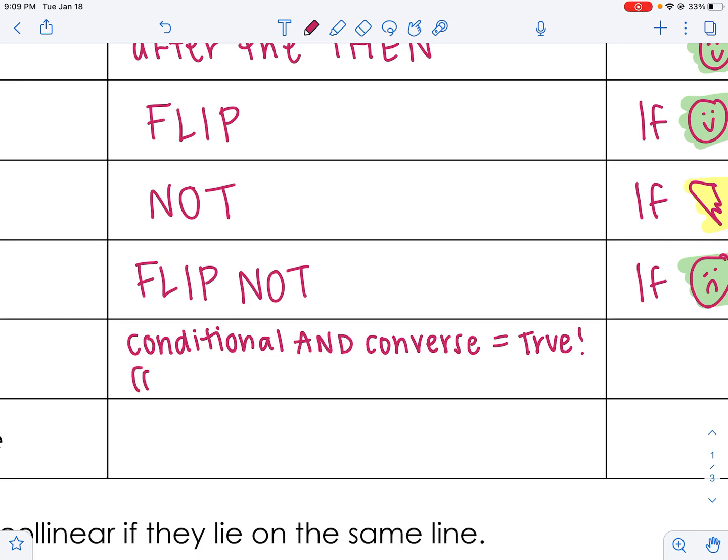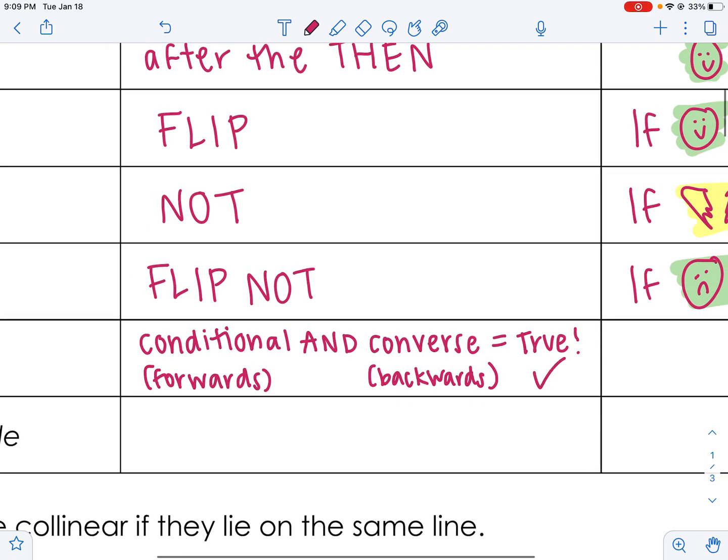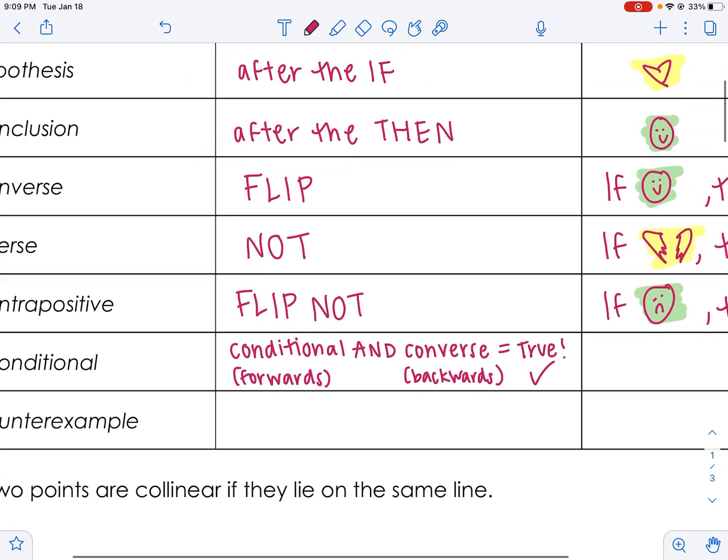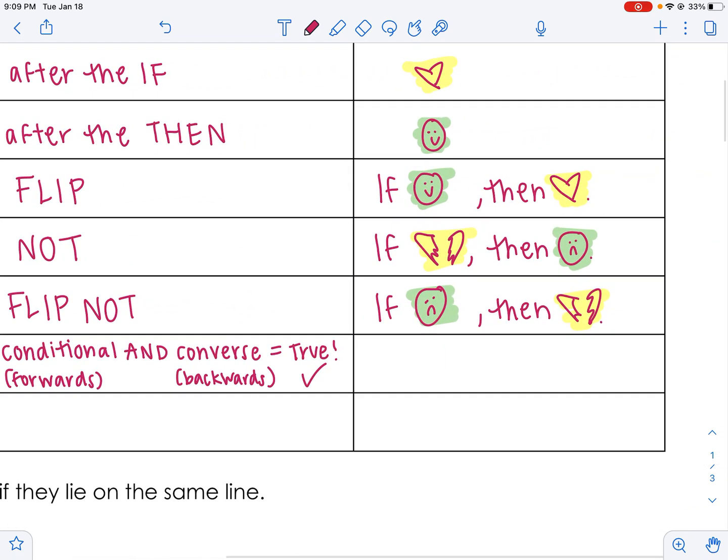And the way to think of it is that your conditional goes forwards and your converse goes backwards. It's when it's flipped. So your statement should read forwards and backwards. They're both true. They check out. And if that's the case, then you could say if and only if blah, blah, blah. So if and only if.